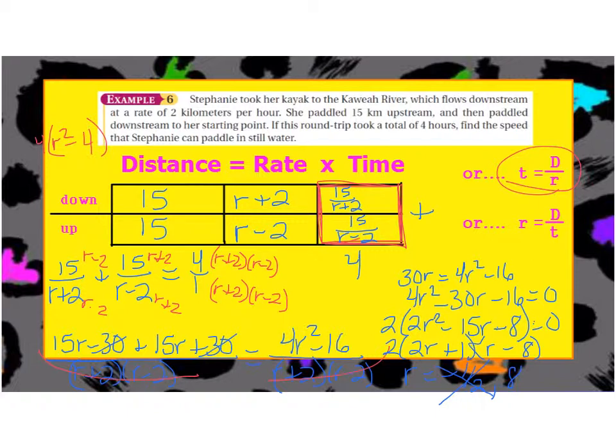Let's go back and remember what that means. R is 8. R was the speed she was going by herself before she had to add or subtract the current. So really, we've got the answer. 8 is our answer. Stephanie can paddle 8 kilometers per hour in still water.